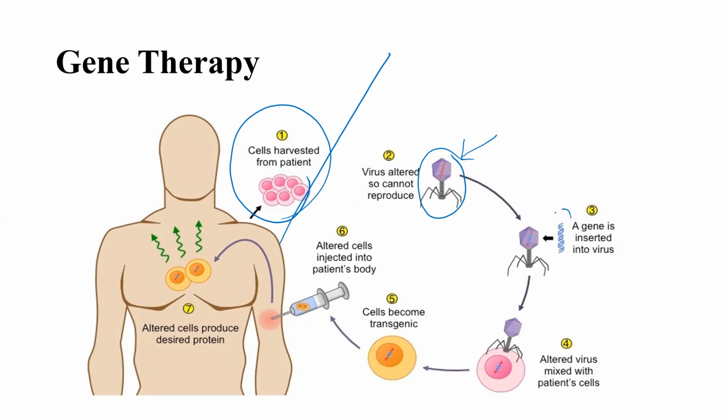Now the gene of interest, this blue color part that you're seeing, is being inserted into the viral vector. And this viral vector is allowed to infect the patient cells, and then the cells become transgenic.